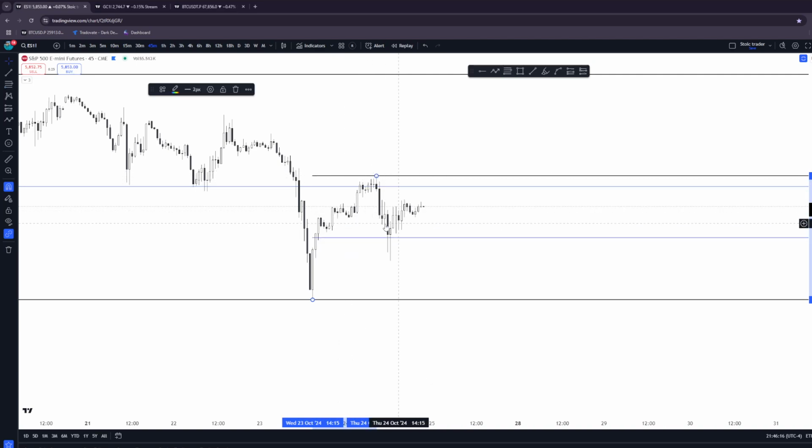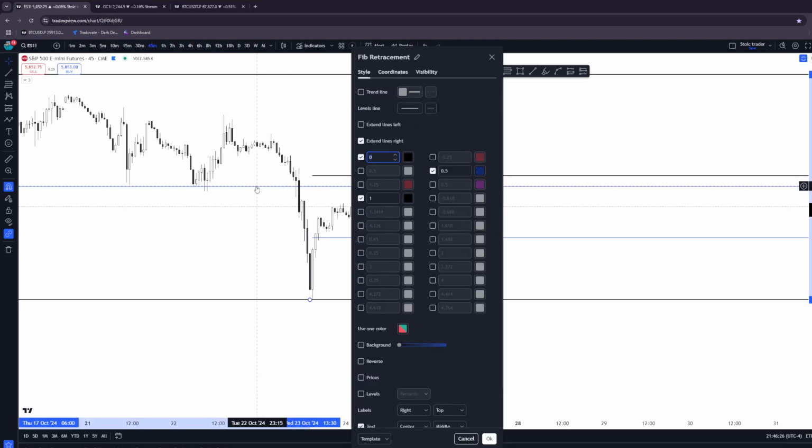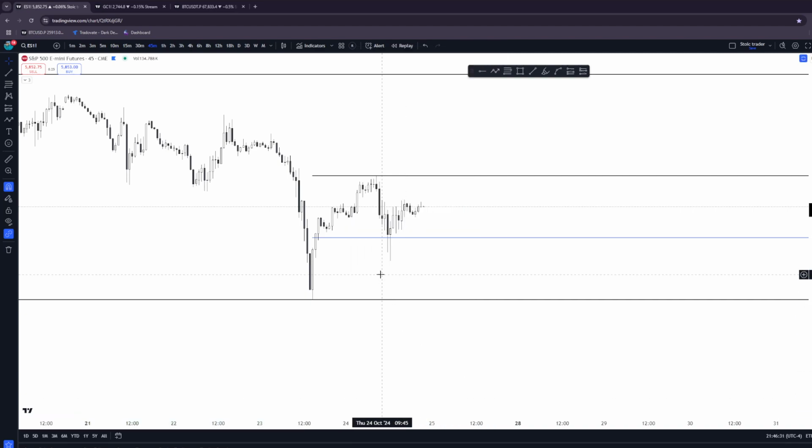Okay, we confirm a range here. We came from the low. I started from the low, put my fib up all the way to the high, and then we touched that 50% mark. Let's hide this 50% mark just to make things a little clearer here. More clean. Okay, and then that's our range.